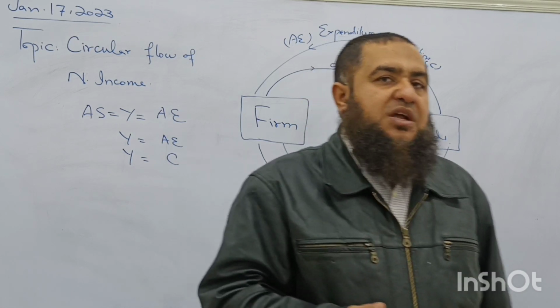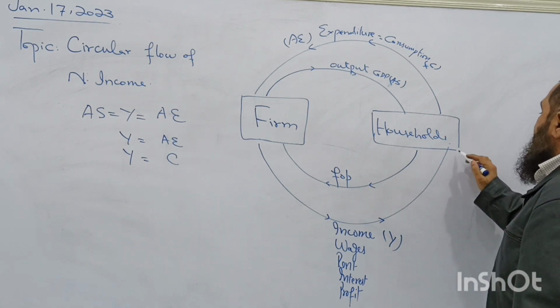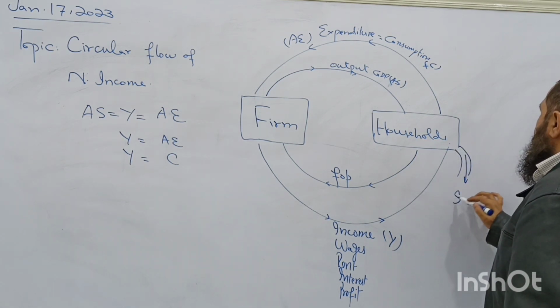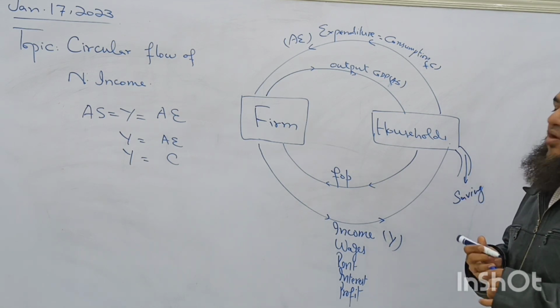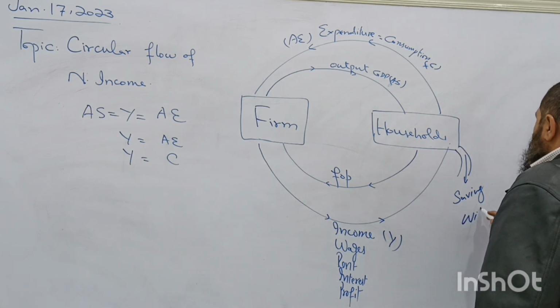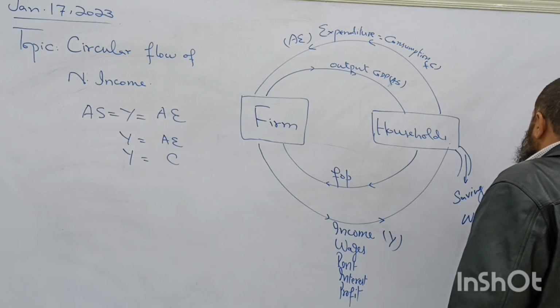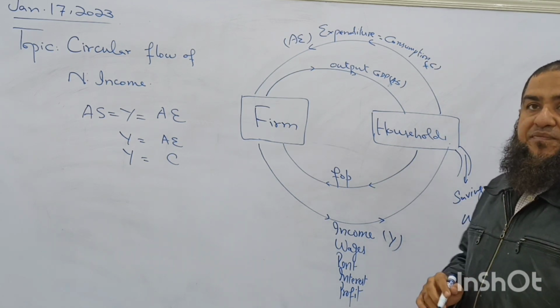Now come towards the other part of this picture. What if households start saving? How can we define saving? This is the part of income which is not spent by the households. Can I say this is a leakage from the circular flow? Do you understand leakage and withdrawal? All income is not spent, so this is the withdrawal from the circular flow. This is called withdrawal. That is the saving.